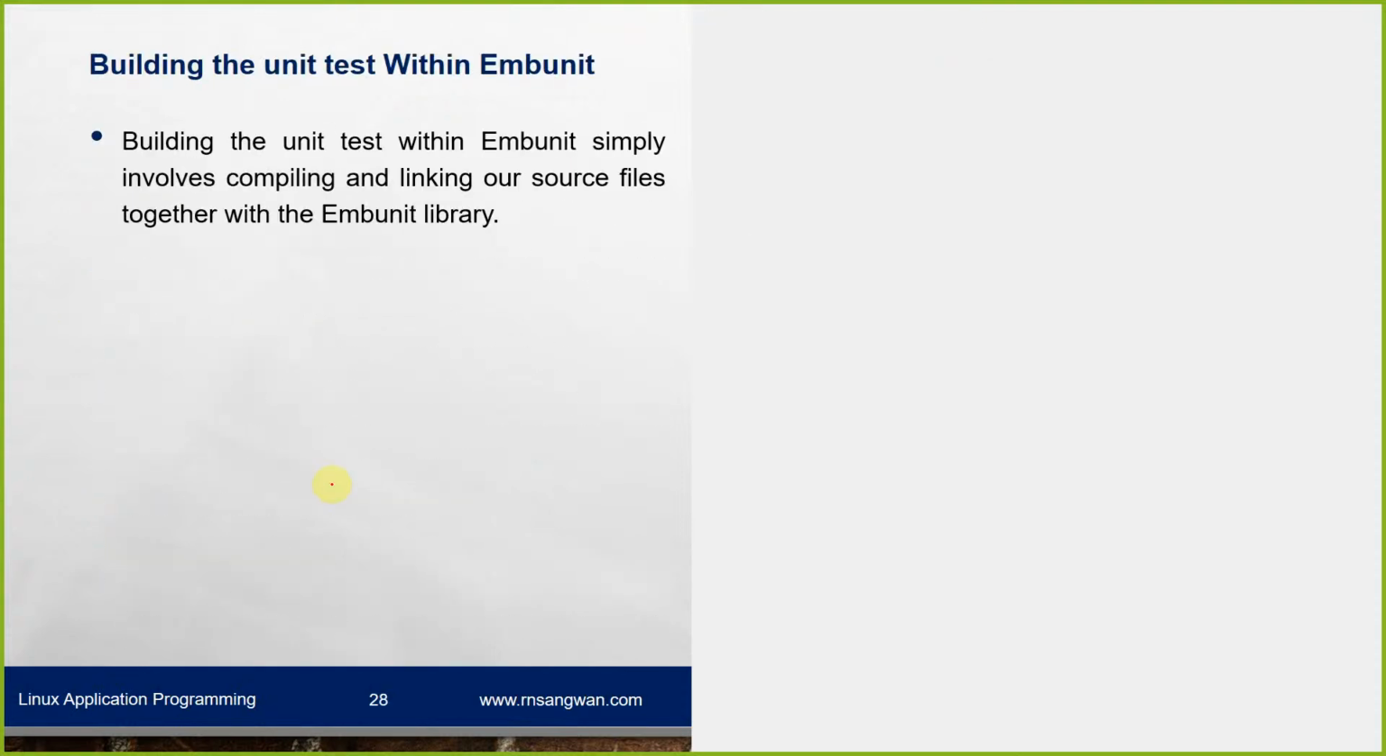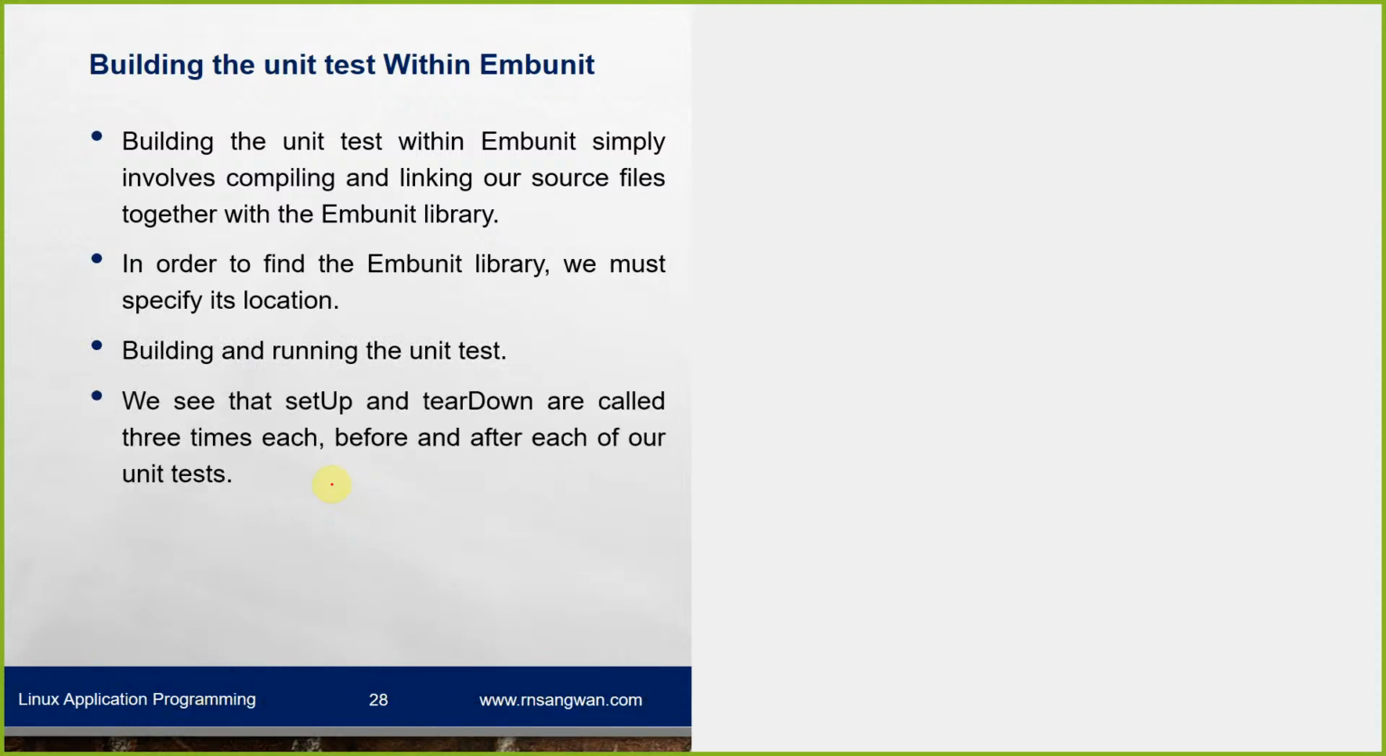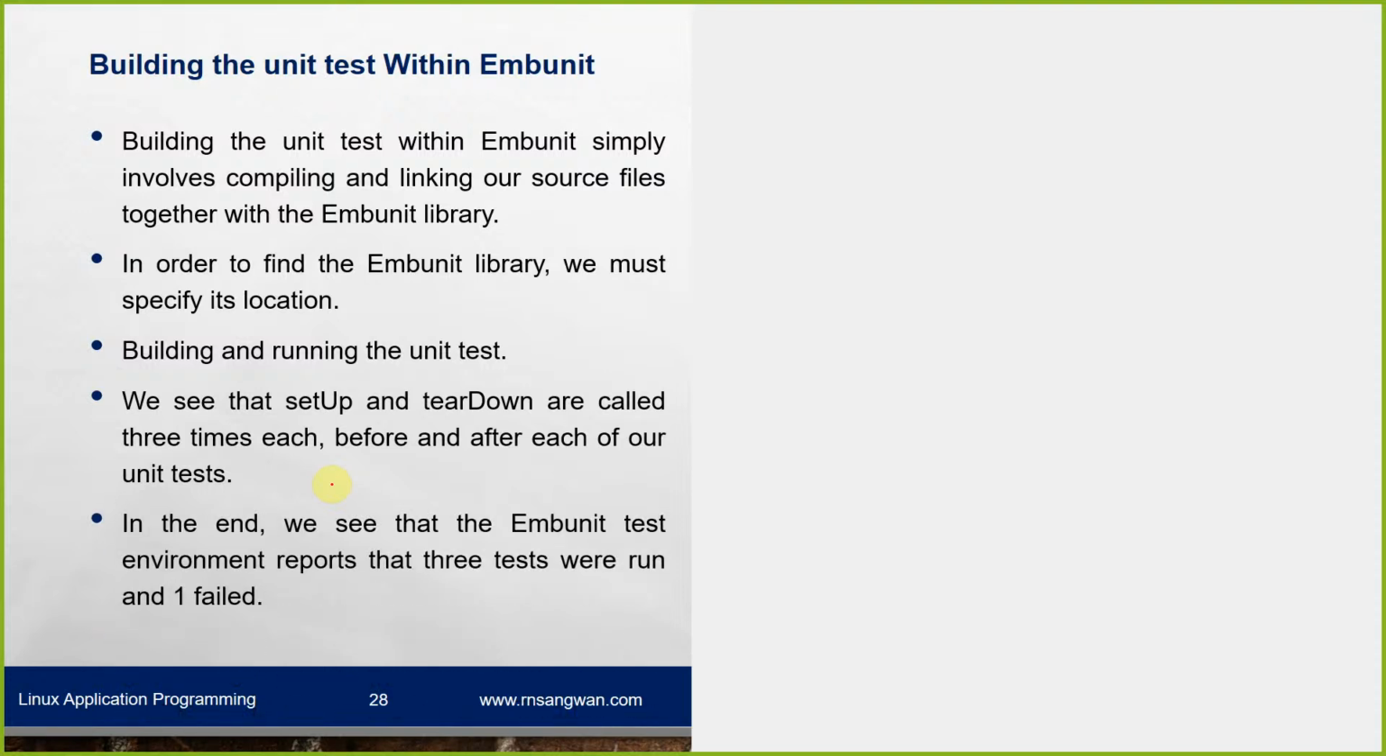Building the unit test within embedded unit simply involves compiling and linking our source files together with the embedded unit library. In order to find the embedded unit library, we must specify its location. Building and running the unit test, we see that setup and tear down are called 3 times each, before and after each of our unit tests. In the end, we see that the embedded unit test environment reports that 3 tests were run and 1 failed.